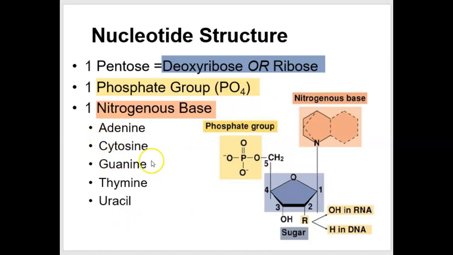There are 5 nitrogen-containing bases in our bodies: adenine, cytosine, guanine, thymine, and uracil. Uracil is not found in DNA, and thymine is not found in RNA. So these two are kind of exchanged for one another. Thymine is in DNA, whereas uracil is in RNA.